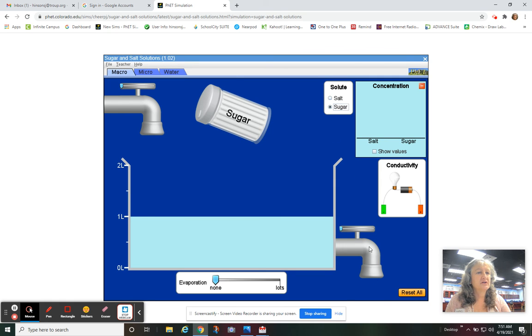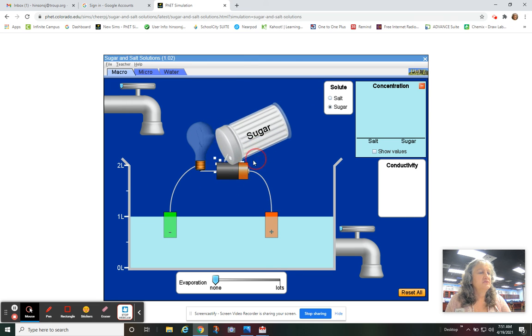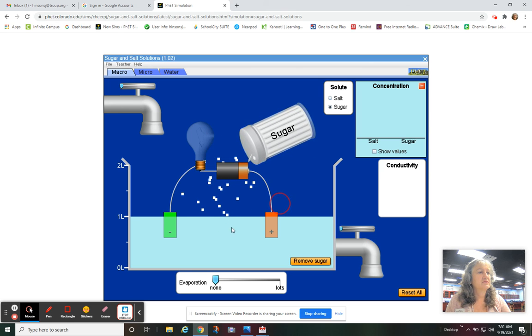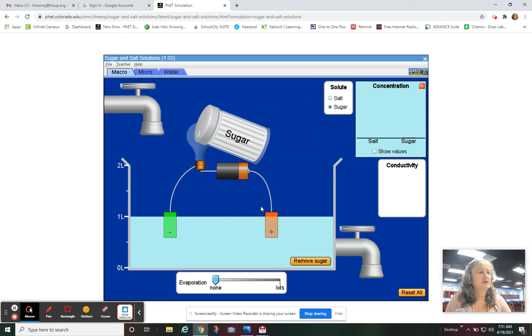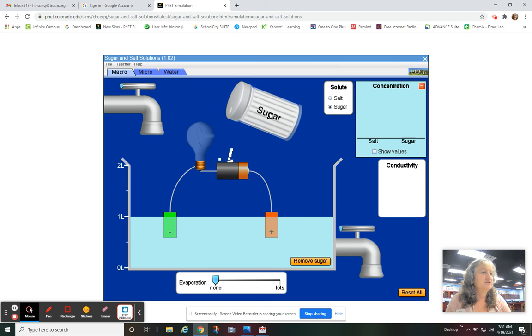We'll switch it to sugar. We'll test our light bulb. We'll test our water. No light. And you want to test the water at first to see, is your water clean? Because if your water's dirty, then you could have a false positive test. And no dissociation with the sugar, no ions are generated, so I have no light bulb.